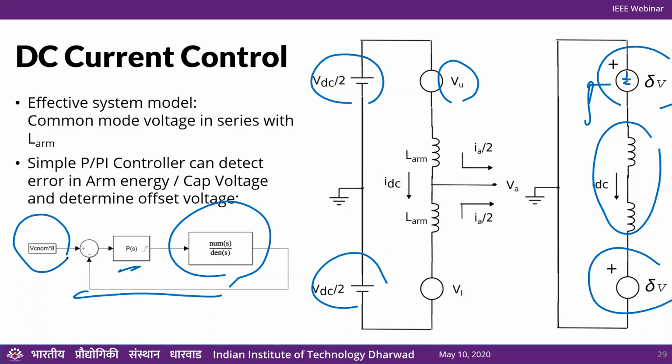In this case, I'm doing a simulation where there are 4 modules up here and there are 4 modules here. So I want the total voltage to be VC nominal, the nominal voltage of the cap, times 8. So that's why that 8 is there.